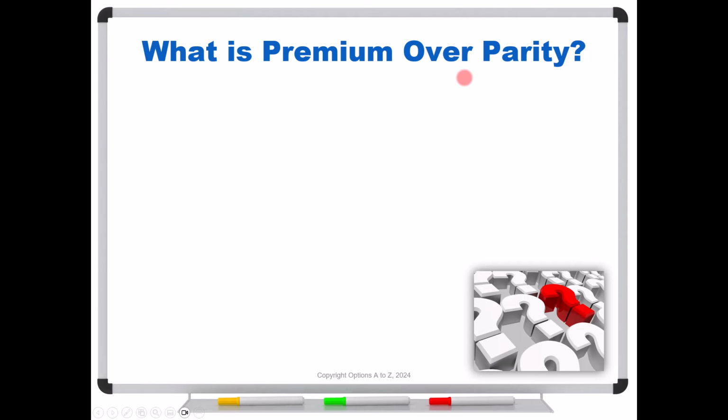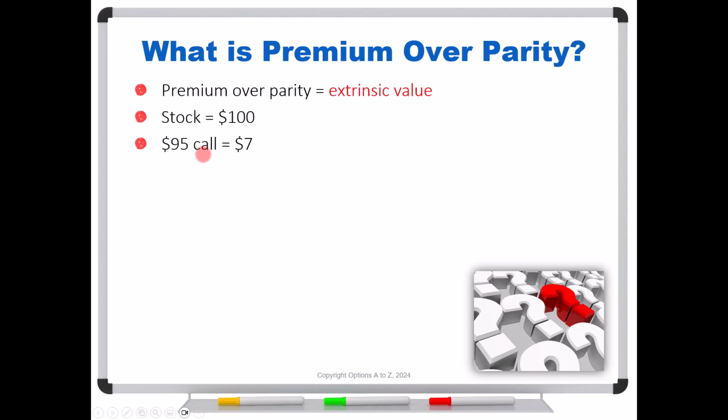All right, so now with that little background out of the way, the big question is, what is premium over parity, and why is that important? Well, remember, the premium over parity is the extrinsic value. That's really what we're saying, is how much additional value is there over and above the parity condition. That's just another way of saying how much extrinsic value or time value is there. So if we have the stock trading at 100, let's say that the $95 call is trading for 7. Well, as we found out before, there's $5 of intrinsic value, but now we have an extra $2 because the option is not trading for 5, it's trading for 7. There's $2 of extrinsic value.